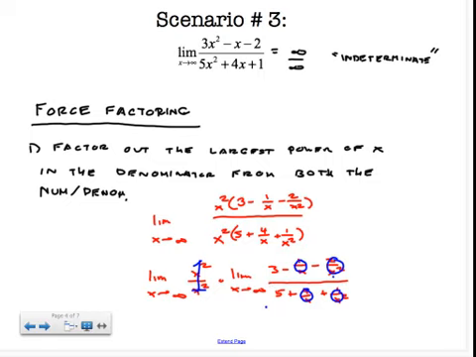The limit of a constant is that constant. So what I've done when I force factor is I remove the infinity over infinity problem. And we get a nice number, 3/5.